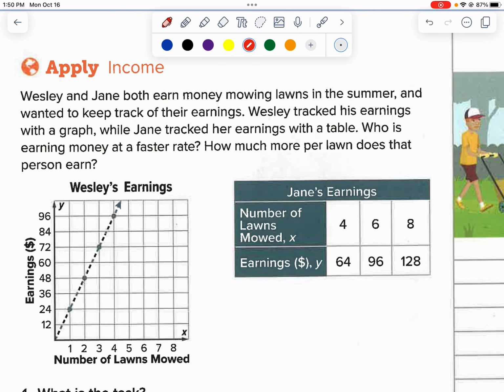Wesley and Jane both earned money mowing lawns in the summer and wanted to keep track of their earnings. Wesley tracked his earnings with the graph, while Jane tracked her earnings with the table. Who's earning money at the faster rate? So we find slope.